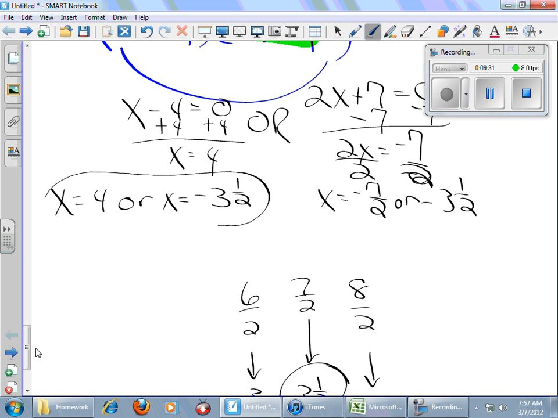If you put either of those values in for x into the original equation, you will get 0 for an answer. All right, that's the zero product property, and that's how we're going to use it. And we're actually going to be using it to solve word problems probably on Friday.